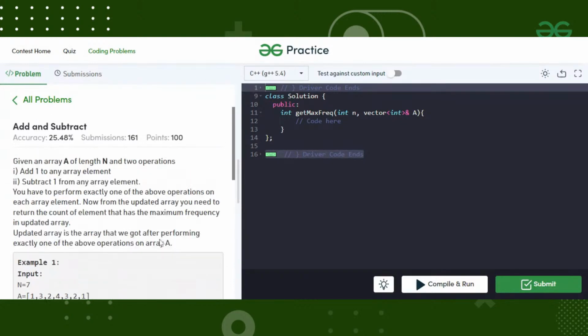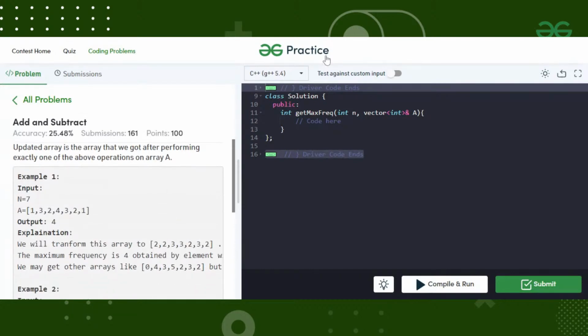So the question statement reads as: given an array A of length n and two operations, add one to an array element or subtract one from an array element. You have to perform exactly one of the above operations on each array element. Now from the updated array, you need to return the count of the element that has the maximum frequency in the updated array. An updated array is the array that we got after performing exactly one of the above operations on the array, right?